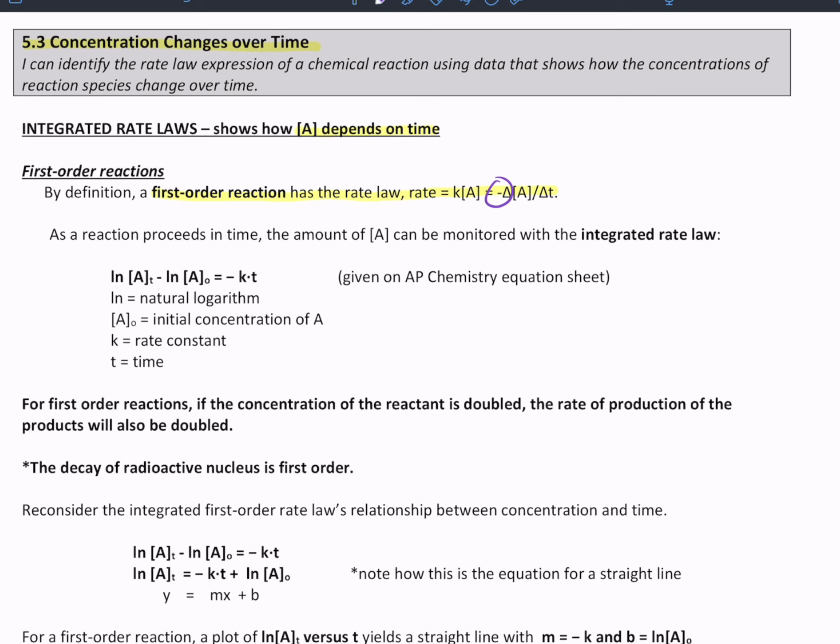As our reaction proceeds through an amount of time, we can monitor the progress of this with the integrated rate law. This integrated rate law for a first order reaction is given to you on your equation sheet for AP Chem as follows, which is the natural log of the concentration of A at time t, that is at whatever time we're looking at, minus the natural log of the concentration of A initially. That's going to be equal to the negative rate constant times time.